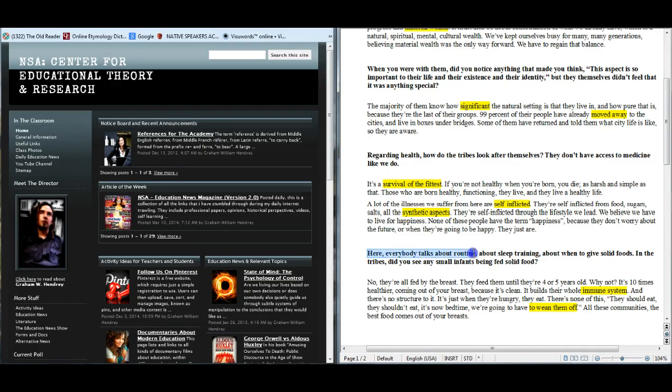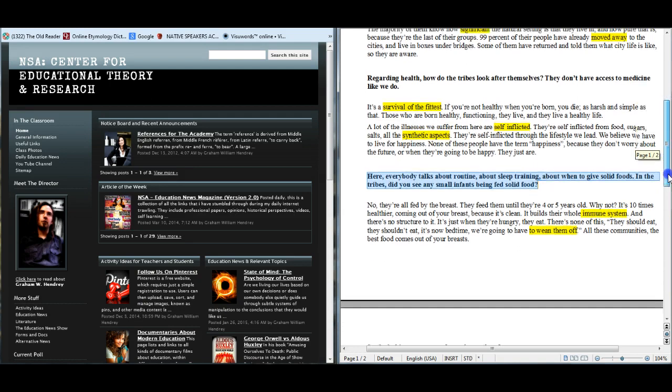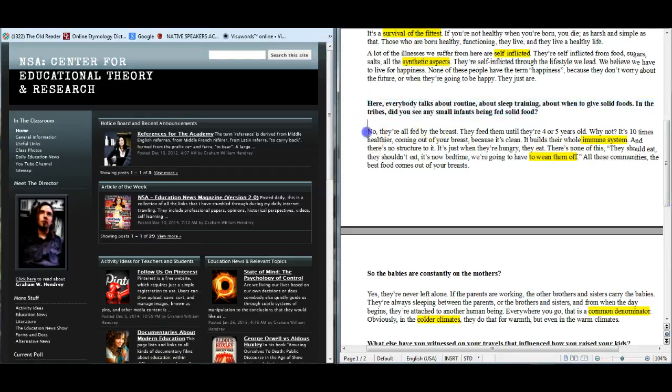Here, everybody talks about routine, about sleep training, about when to give solid foods. In the tribes, did you see any small infants being fed solid food? That's a very female-orientated question. Nice question, I like it. No, they're all fed by the breast. They feed them until they are 4 or 5 years old. Why not? It's 10 times healthier coming out of your breast because it's clean. It also, I would add, contains all of the vitamins, minerals, nutrients, DNA, and biological information that children desperately need.